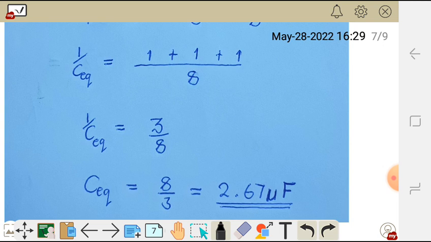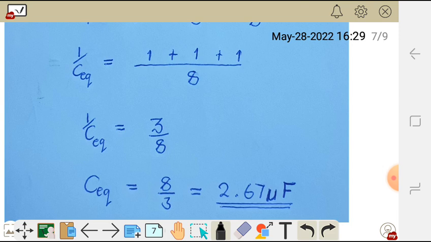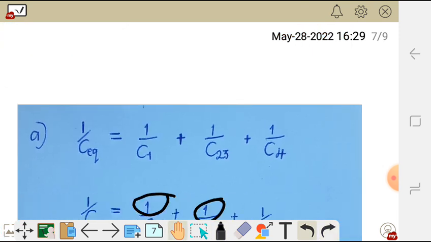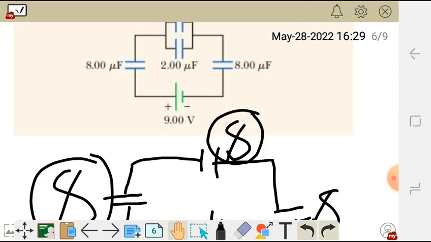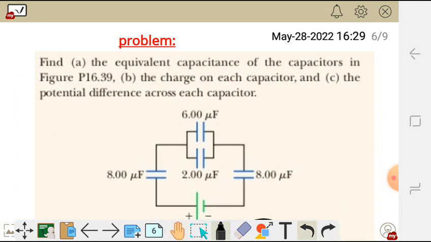So that is the solution on how to find the equivalent capacitor of this question. That was A. So let's find B. Now B is saying find the charge on each of these capacitors. Find the charge here, find the charge there, and find the charge here.